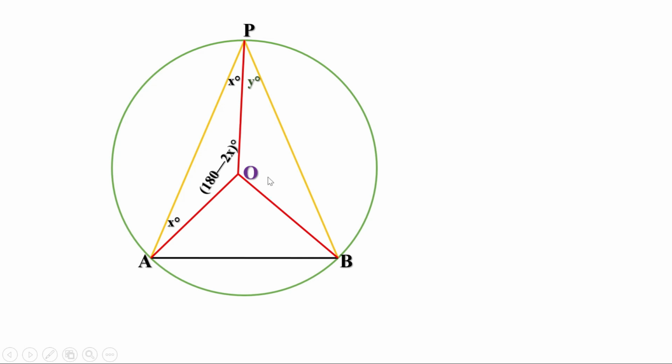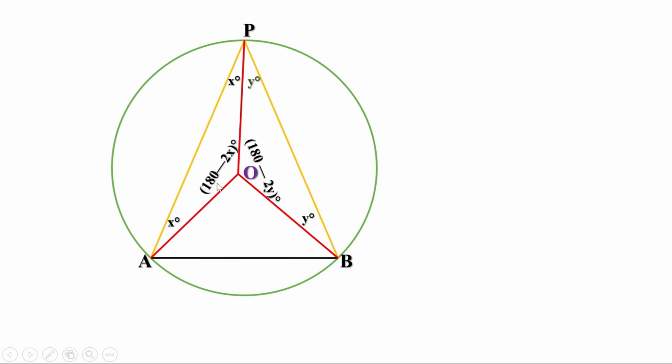These two sides are equal. Therefore these two angles are also equal. That means this angle is y degree. Now sum of these two angles is 2y degree. Therefore this angle is 180 minus 2y degree. Now let us find this angle, angle AOB.